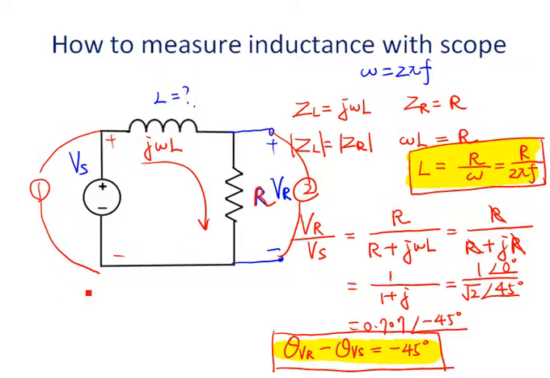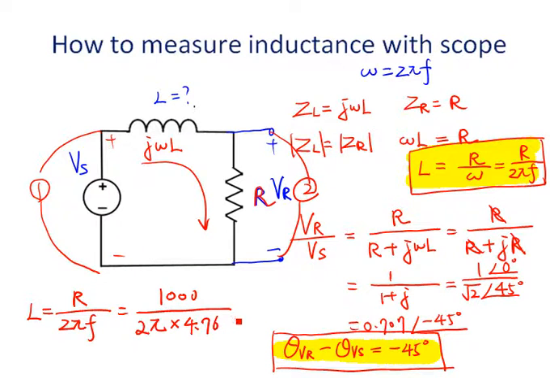Now we can calculate the inductance. Inductance should be R over 2 pi F. In our circuit, we use a 1 kilo ohm resistor over 2 pi times the frequency. The source frequency is 4.76 kilohertz. So the inductance is 0.033 Henry. That is 33 millihenry.